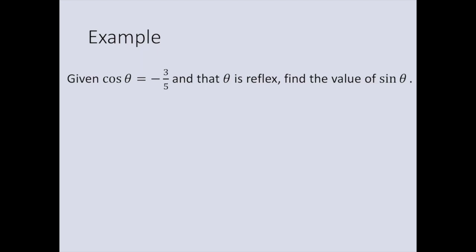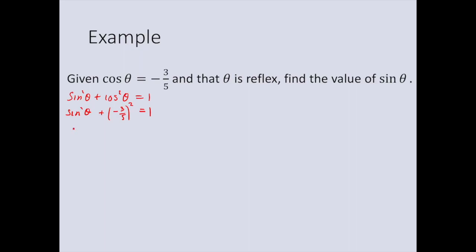All right, given cos theta equals negative 3/5 and theta is reflex, find the value of sine theta. Okay, this is going to take a little bit of thought. We'll start with our trig identity, sine squared plus cos squared equals 1. Okay, and because we know cos theta is minus 3/5, we could sub that in there, couldn't we? We could say that sine squared theta plus negative 3/5 squared is equal to 1.